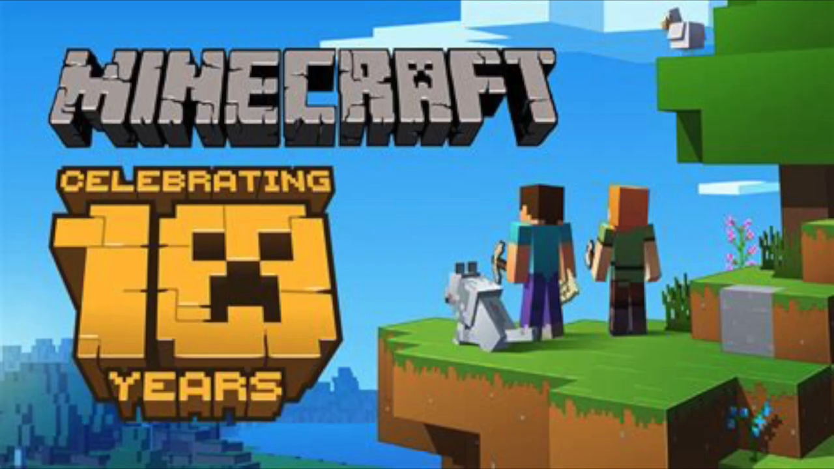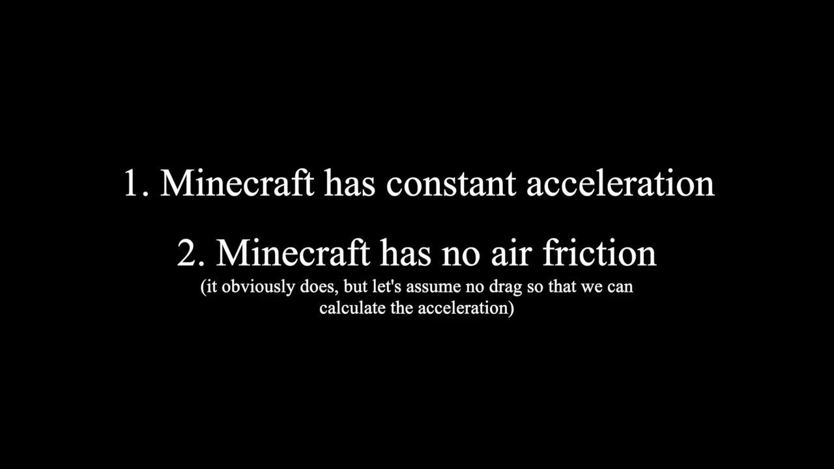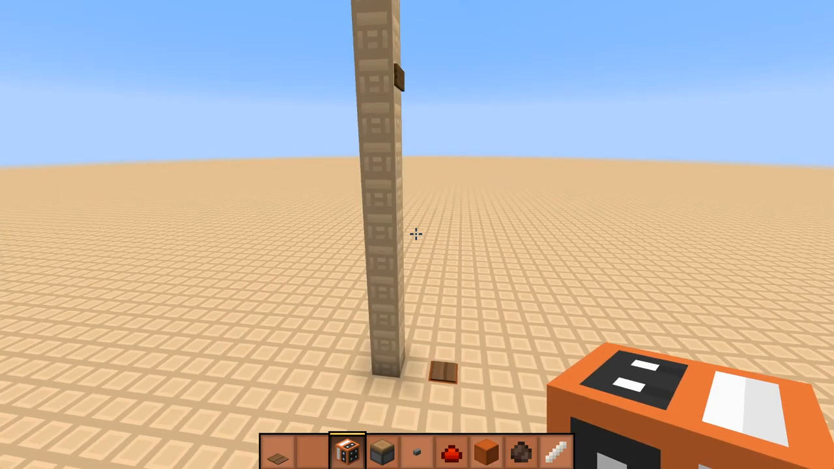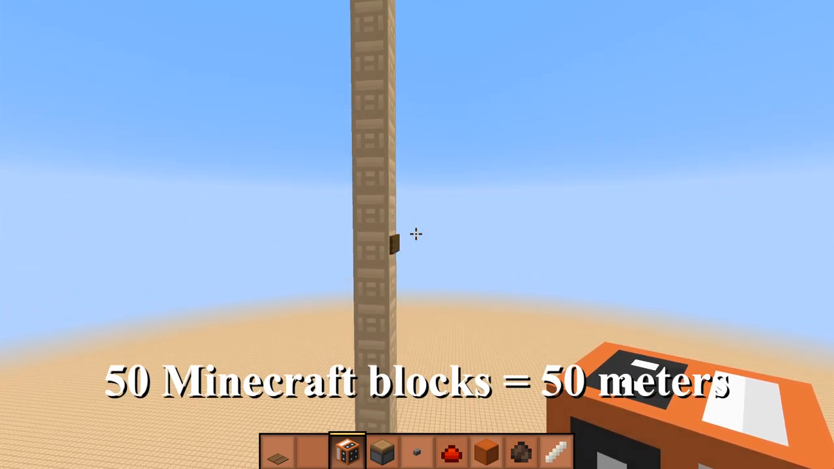Today we will be calculating the gravitational acceleration of Minecraft. This experiment will assume the following. 1. Minecraft has constant acceleration. 2. Minecraft has no air friction. I'm going to be dropping 3 items from a height of 50 blocks, which is 50 meters in real life.